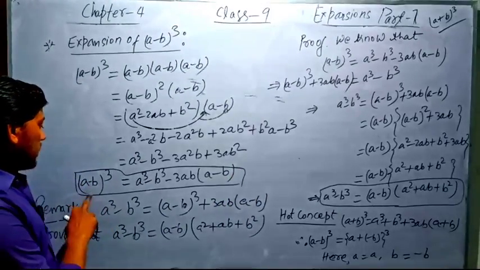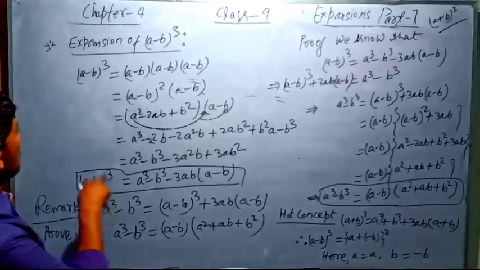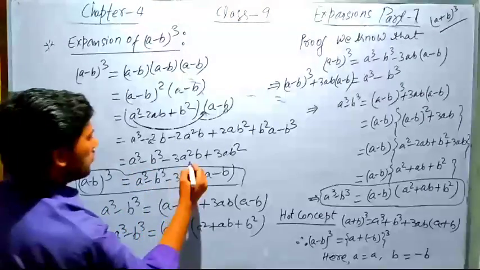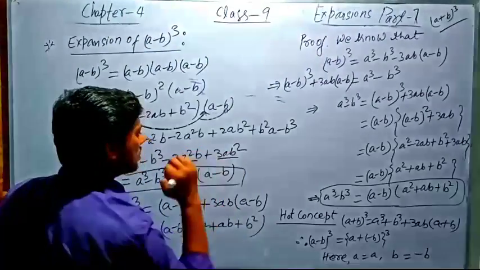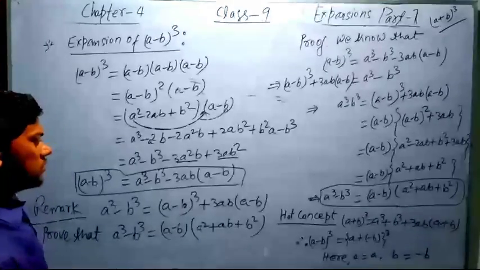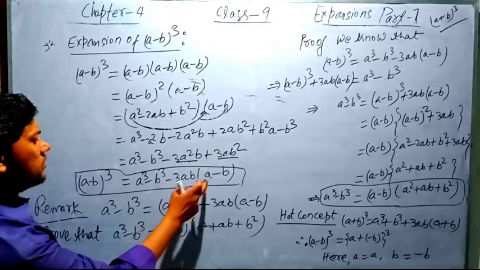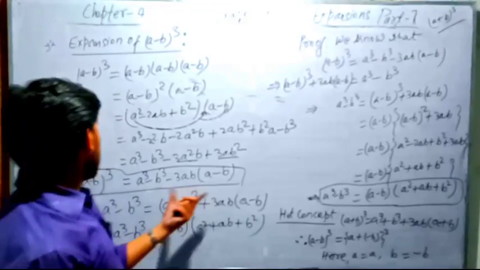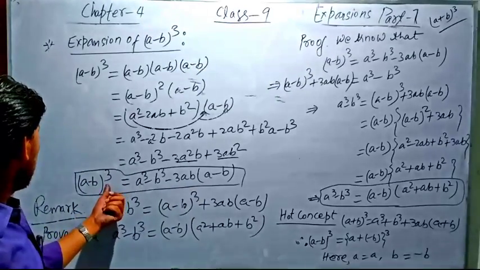Okay. (a minus b) to the whole cube is equal to a cube minus b cube minus 3a square b plus 3ab square. From here we can take 3ab common out, into (a minus b). So this is the expansion of (a minus b) to the whole cube.